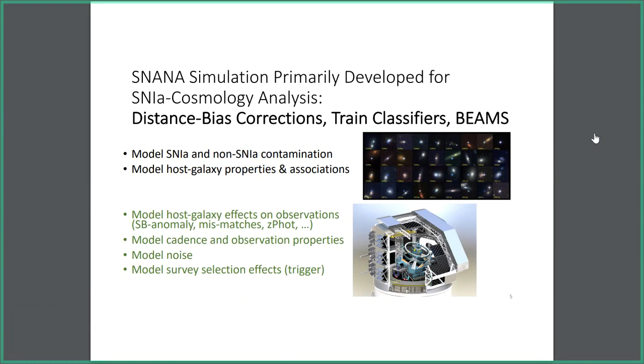And we want to model host galaxy properties and their associations. Then we want to connect the light coming from these sources to the instrument that's looking at it. So we want to model the host galaxy effects on observations. We want to model cadence and observation properties, noise, and survey selection effects, which we often refer to as a trigger.